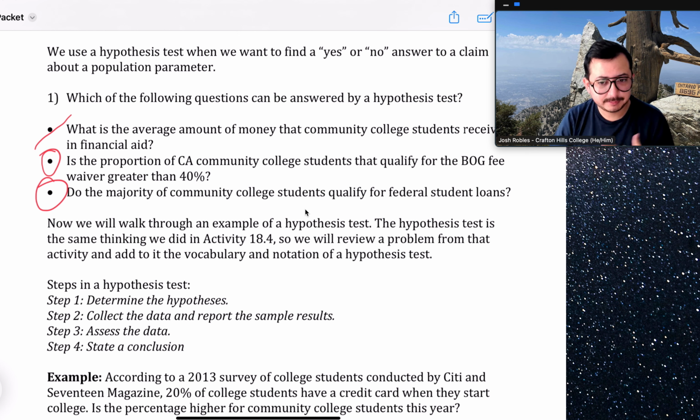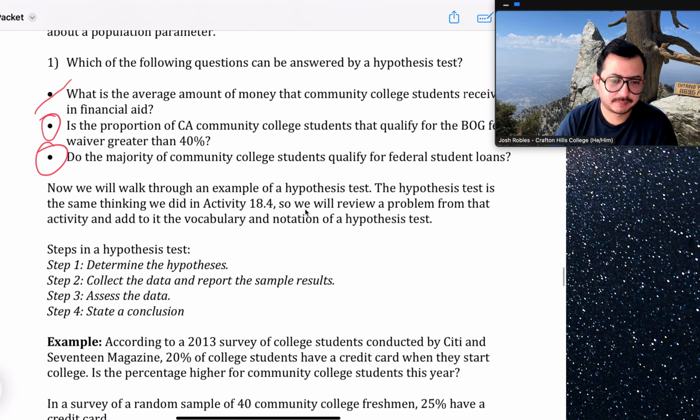Okay, what are those four steps? Those are the same ones that I outlined before. Determine the, this time, hypotheses instead of the charge. Collect the data and report the sample results. This time we go and take a sample from a population. Remember, that is our whole goal in this class.